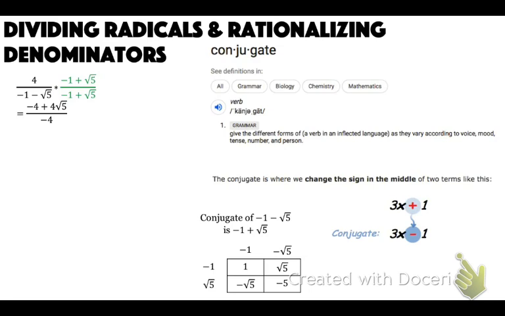On the top, I just distributed it, and I got -4 plus 4 square roots of 5. And then notice that -4 can divide into both of those, so I'm really just left with 1 minus the square root of 5.